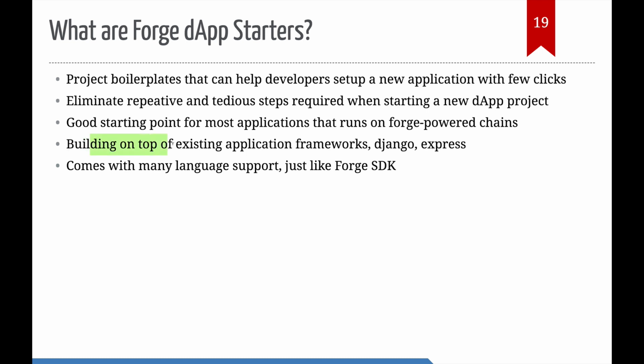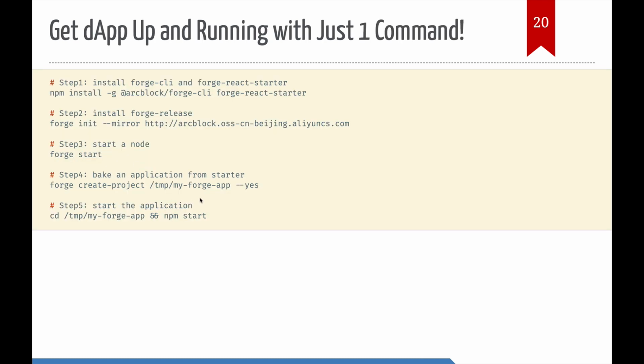Most of Forge Dapp starters are built on top of existing application frameworks in different languages. Currently, we have Forge React Starter for the JavaScript Forge SDK, and in the future, we will support as many languages as possible. Here are the simple steps to get up and running with just one command. First, we need to install Forge-CLI and Forge React Starter as our templates. If you have played with our Forge-CLI, you can safely ignore the first 3 steps.